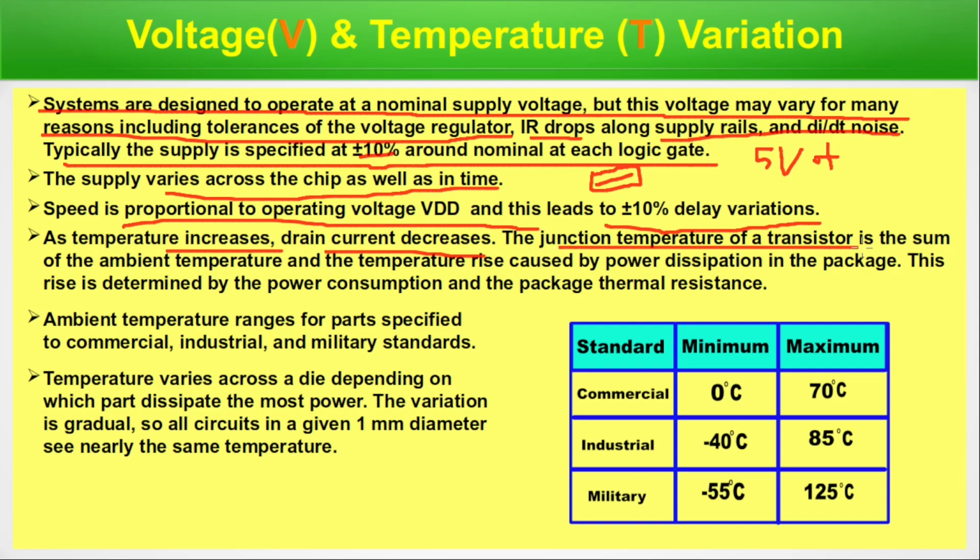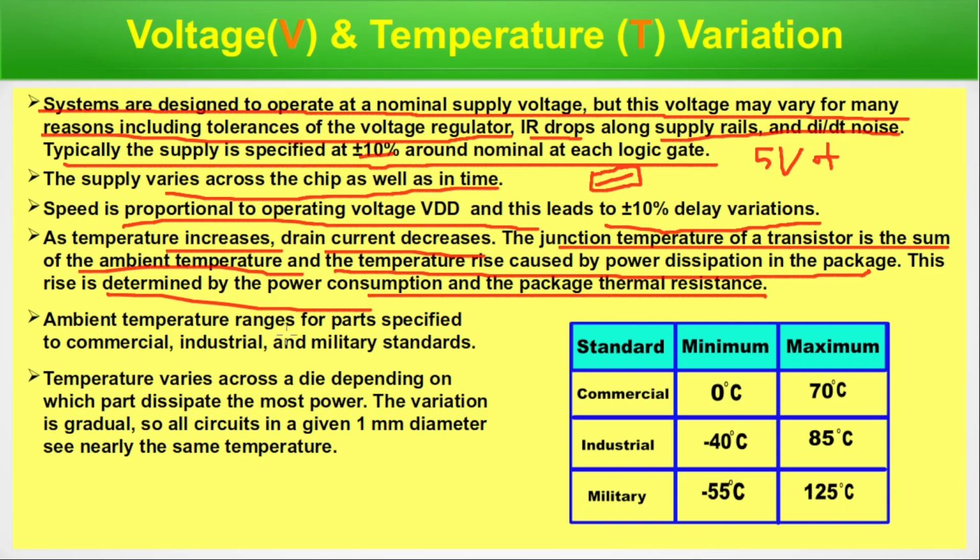The junction temperature of a transistor is the sum of the ambient temperature and the temperature rise caused by power dissipation in the package. This rise is determined by power consumption and package thermal resistance. Packaging matters: the chip is not only fabricated, it needs to be packaged properly. How much the temperature of that chip will rise is determined by the power consumption of the total circuit and the package thermal resistance.